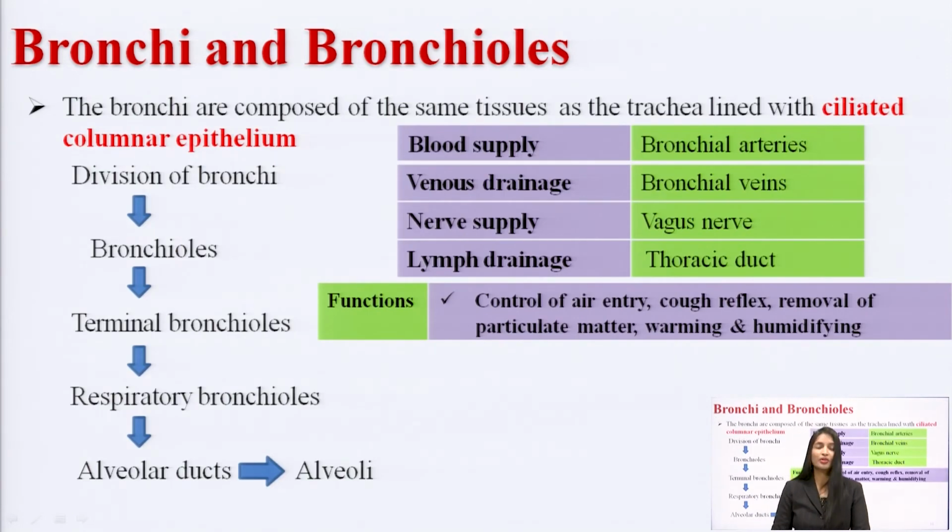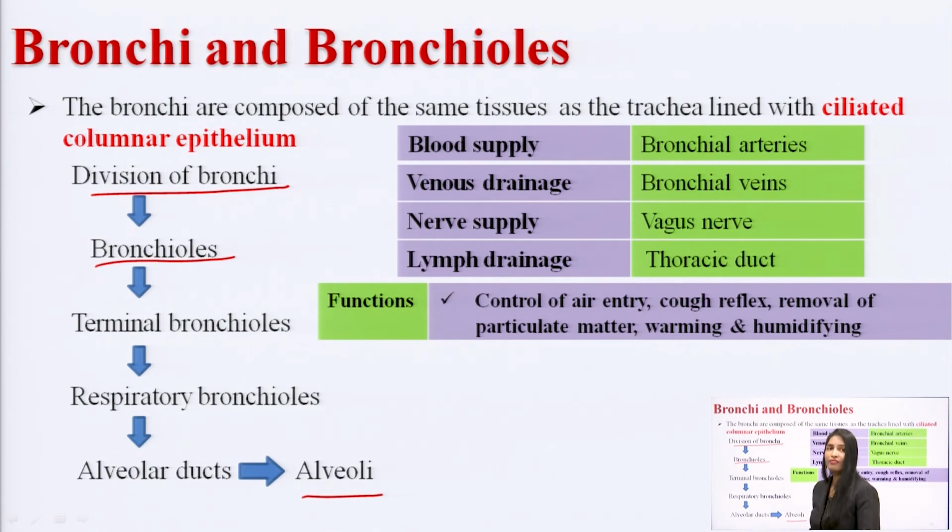And we will discuss the next topic: what are the main divisions of the bronchus? First, the bronchus is divided into bronchioles, and after the bronchioles, it is further divided into terminal bronchioles, followed by respiratory bronchioles, and finally alveolar ducts and alveoli.